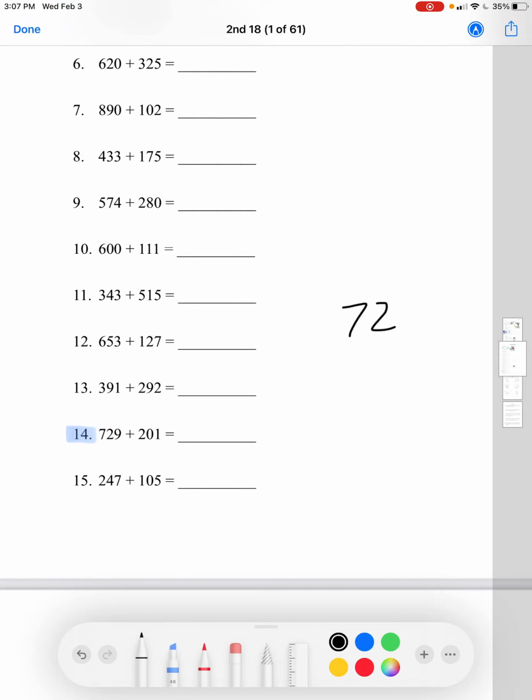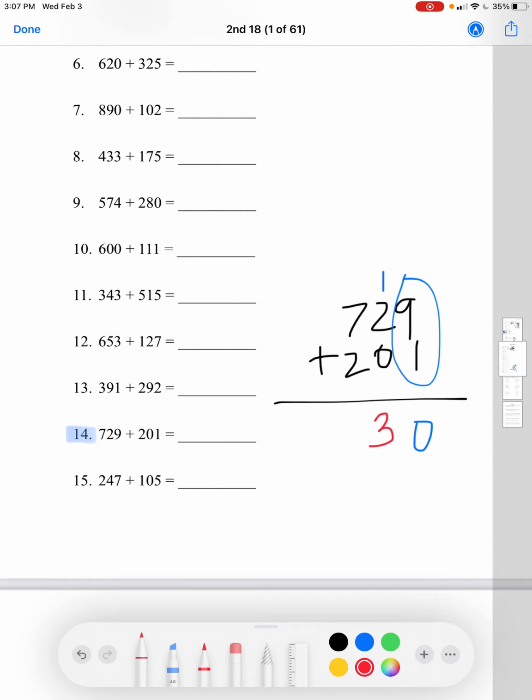Let's go on to number 14. We have 729 plus 201. Let's look at the ones place. We have 9 plus 1, which equals 10. Then we have 1 plus 2 plus 0, which is 3.